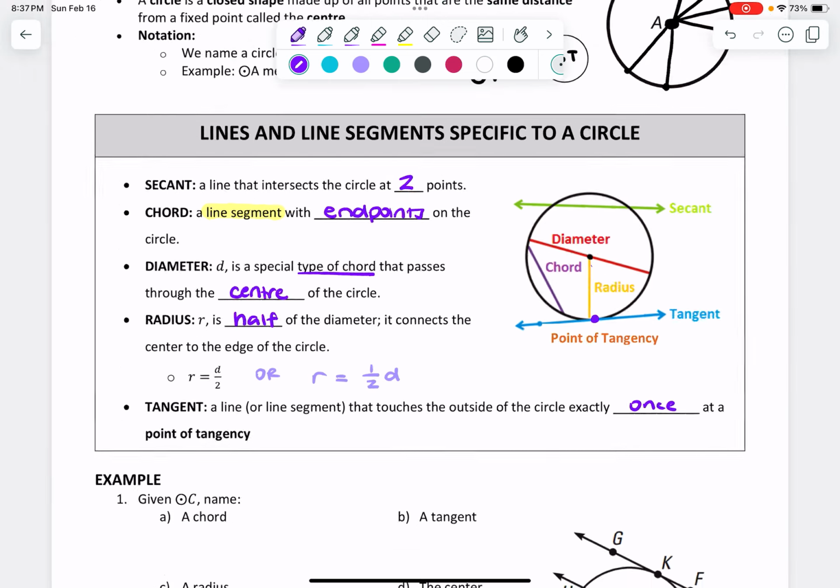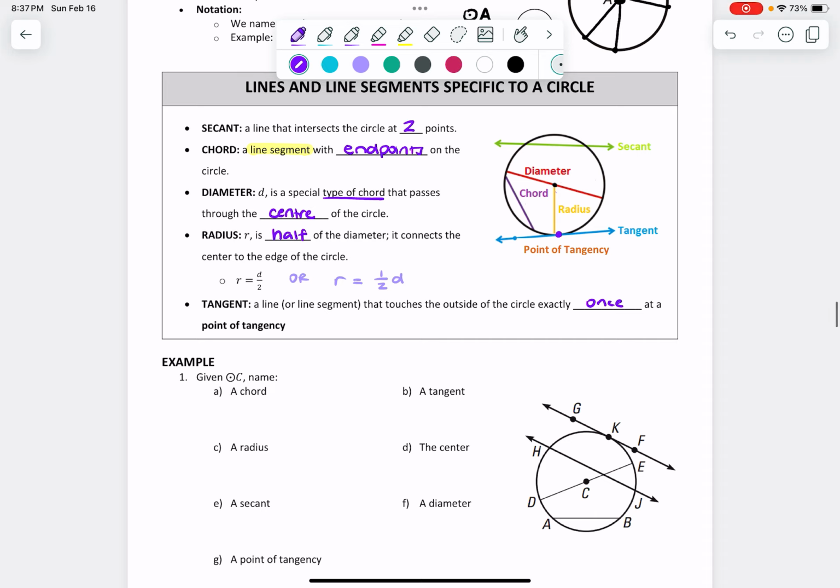Okay, there is an example of a circle below. This is circle C. And we want to identify each of the following things. Take a moment, see if you can identify all of the parts that it's asking of you. Pause the video, go. Welcome back.